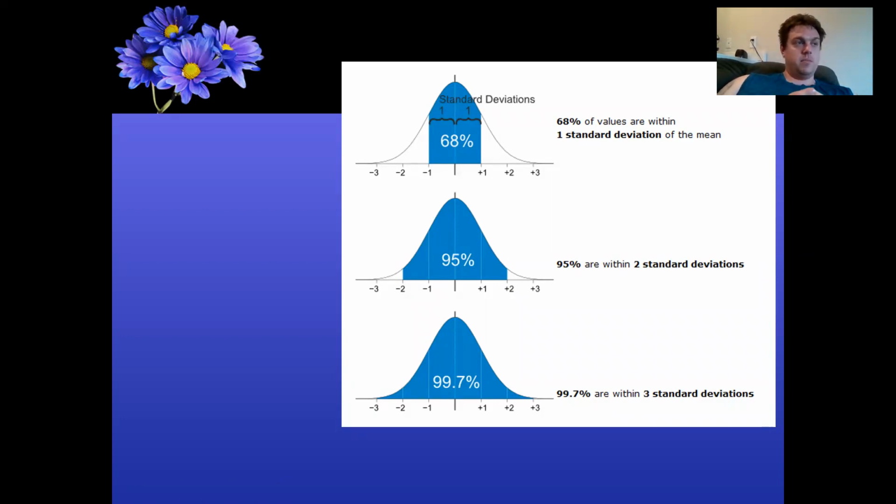Because that tells us something different, right? If the standard deviation is only 5%, and the mean is 70, well then I know that 68% of the values are going to be between 75 and 65 percent correct, right?